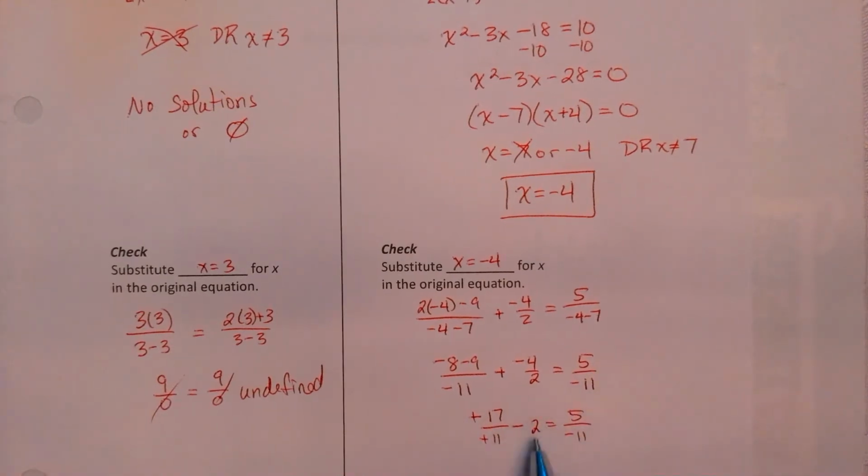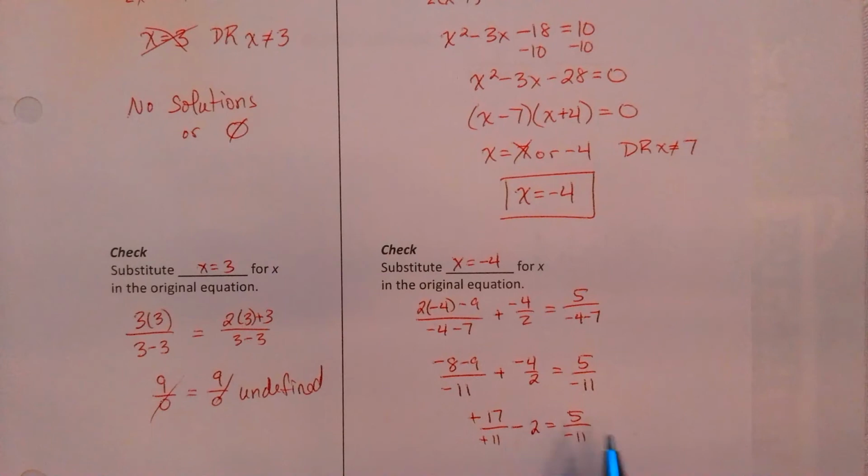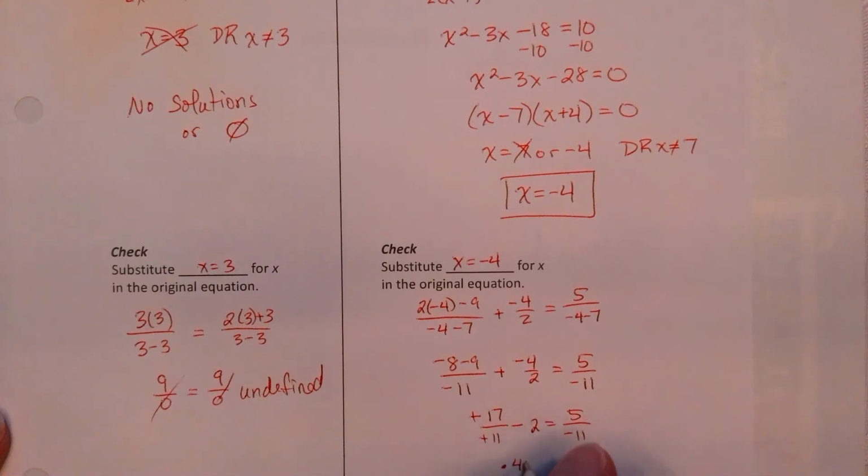So at this point, we could do some math and get a common denominator, but I'm just going to throw it in the calculator. And when I take 17/11 minus 2, I end up with 0.45 repeating. And if I take 5 over negative 11, I get a negative 0.45 repeating, and here I get a negative 0.45 repeating again.